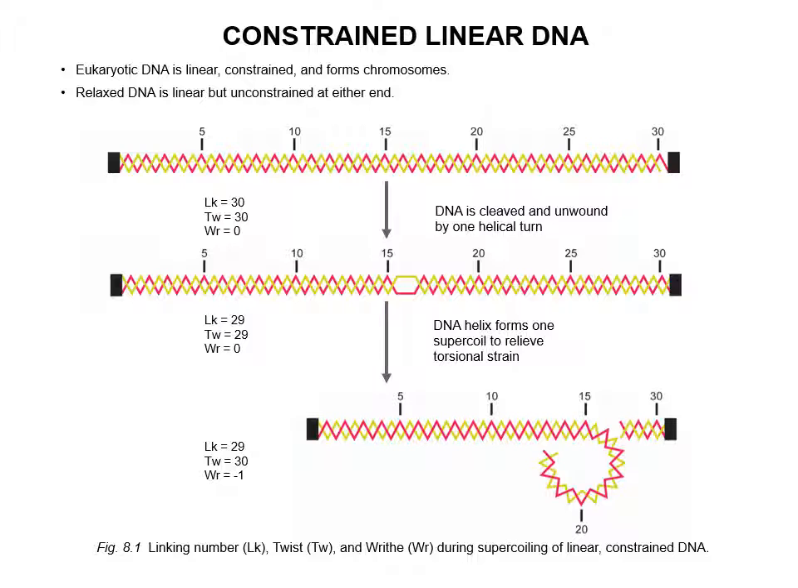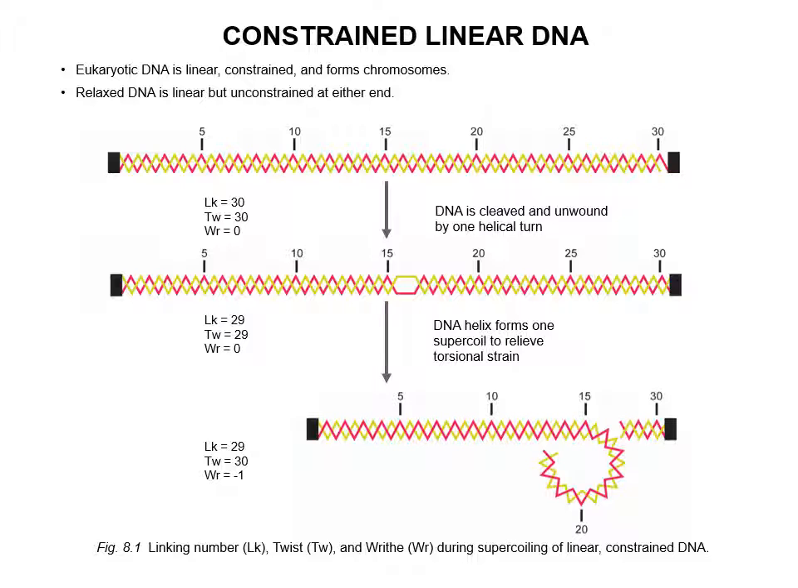For example, a constrained and linear DNA strand with a linking number of 30, twist of 30, and no supercoils is cleaved by a topoisomerase and unwound by one helical turn. Both the linking number and twist decrease to 29 upon unwinding.